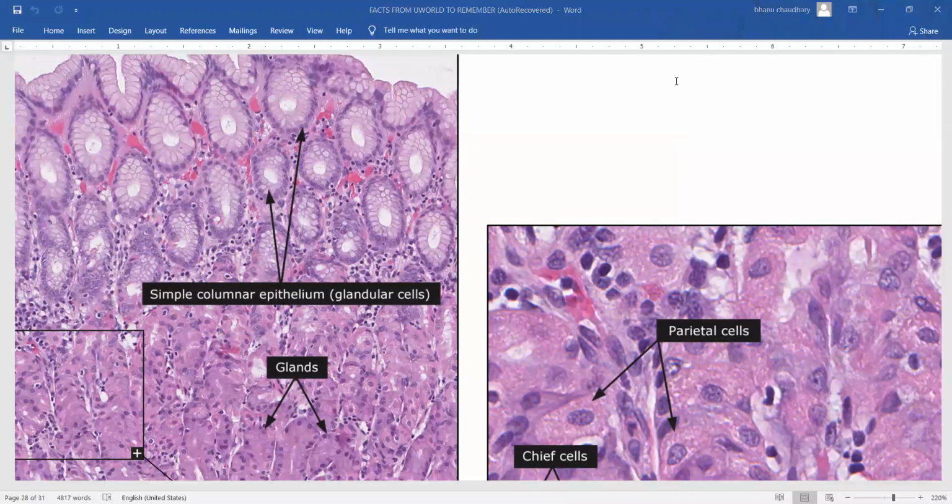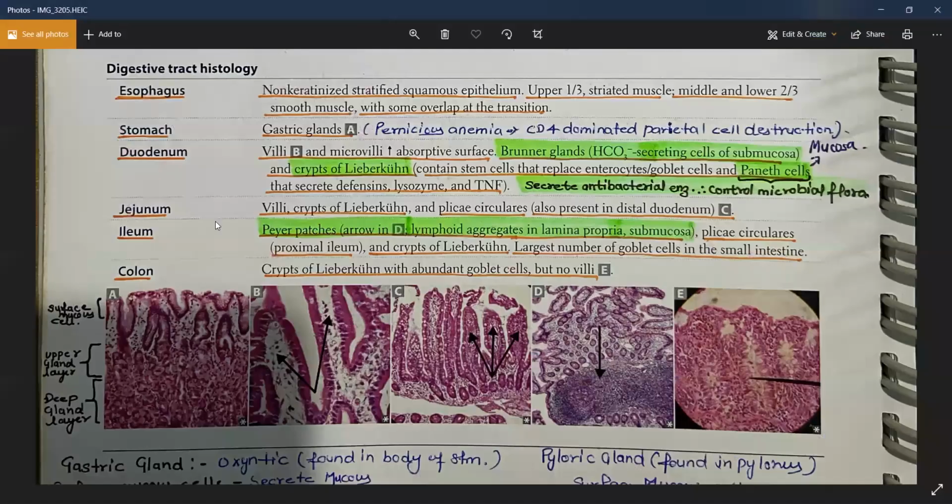Histologies are so important, they will ask you this. So please note, then comes the duodenum. The duodenum has villi and microvilli, which increase the absorptive area. Then they have a very special type of glands known as Brunner's glands. These are the bicarbonate-secreting glands which are found in the submucosa. They are found in the submucosa, very important.